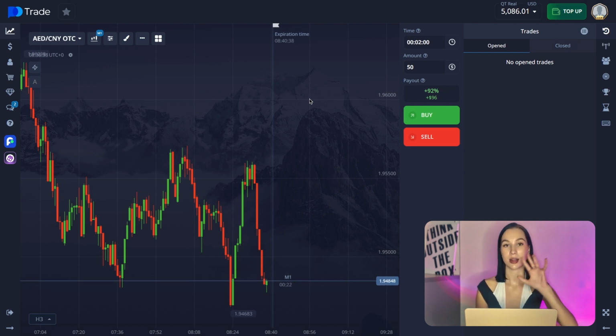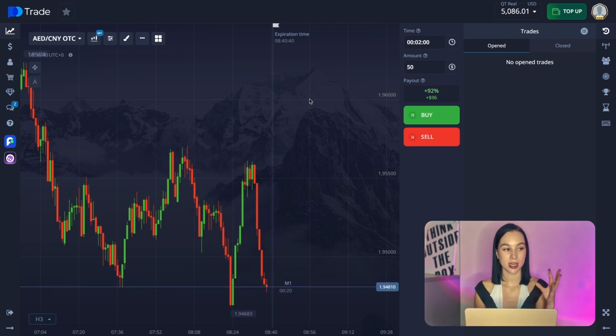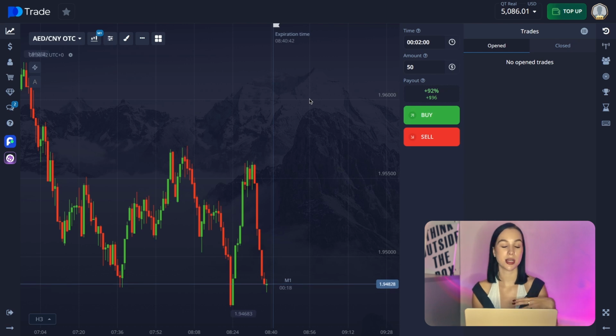But firstly, guys, I really recommend you to try this kind of strategy on the demo account first, and when you're gonna be sure that okay, it's working, I understand how to find entry points and everything, you can start working on the real account, of course.